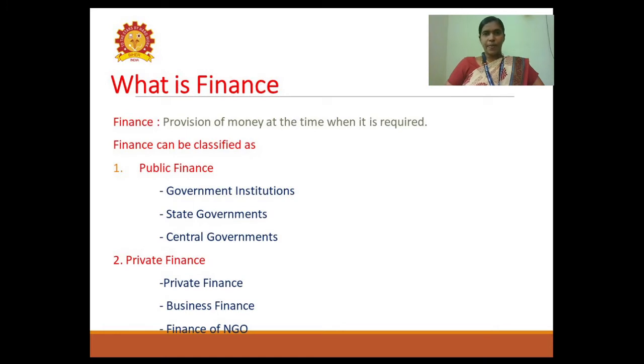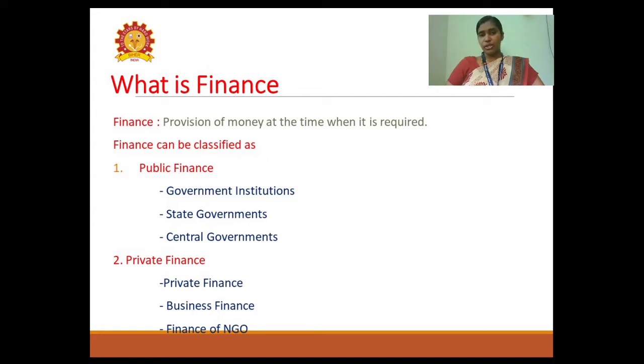What is finance? Finance is the provision of money at the time when it is required. In an organization, definitely we need money. So here finance means just a provision of money at the time when it is required. Public finance and private finance are the two classifications. Public finance: government institutions, state governments, central governments. Private finance: business finance, finance of NGOs.